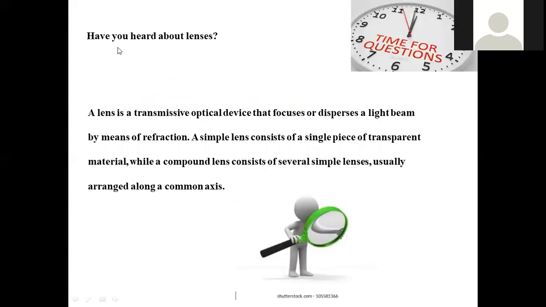Now let us move on to another question. Have you heard about lenses? What is meant by a lens? This magnifying lens is the simplest example. A lens is a transmissive optical device that focuses or disperses light. Either light rays focus at a particular point, or from the focusing point they may diverge in different directions. There are two possibilities.